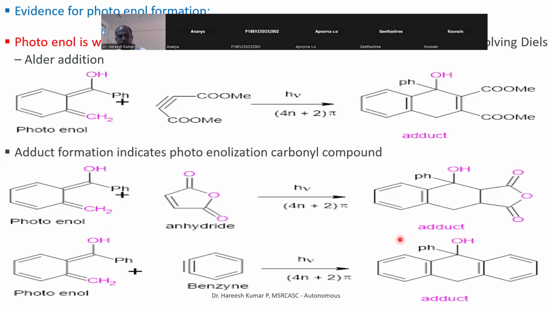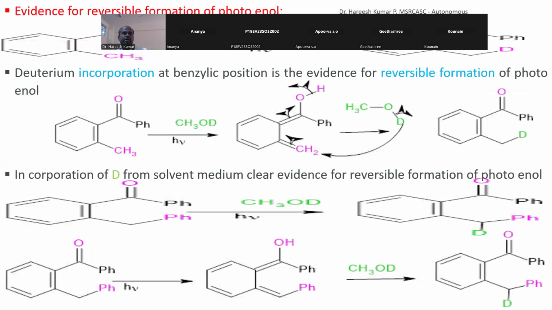Okay, this is about the evidence. What is that evidence? 4 plus 2 cycloaddition adduct, endo product formation will be the evidence. That means photoenol can be trapped using a dienophile. If adduct formation occurs, this indicates that photoenolization is possible. Right. Then, evidence for the reversible formation of photoenol. You know that photoenol is nothing but a keto-enol tautomerism, so photoenol can be converted into ketone.